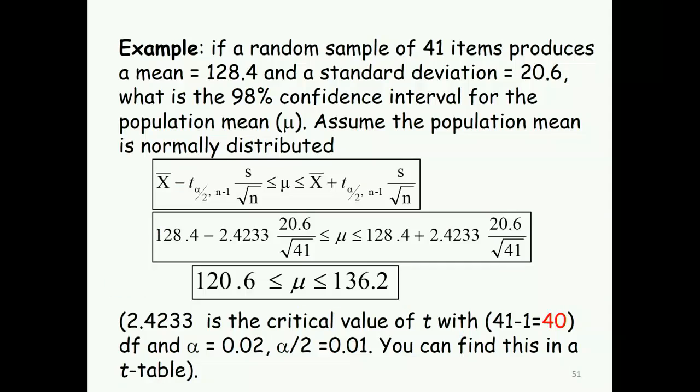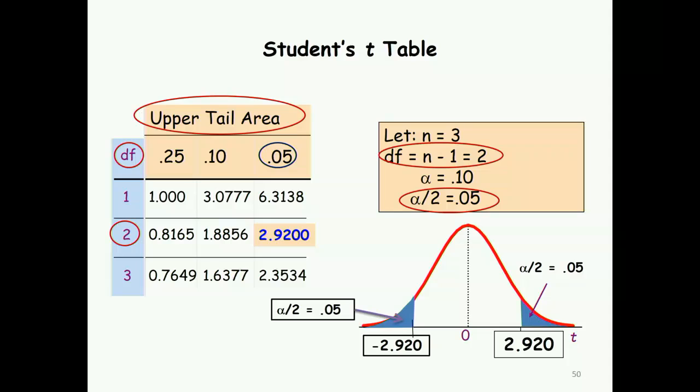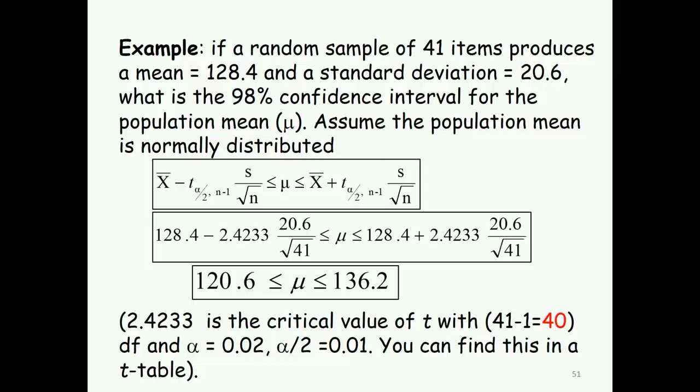So let's go to this one. If a random sample of 41 items produces a mean of 128 and a sample standard deviation of 20.6, what is the 98% confidence interval? For a 98% confidence interval, how many percent to the right? If you have a 98% confidence interval, to the right you have 1%, to the left you have 1%. So you have to search 0.01. And how many degrees of freedom do we have?